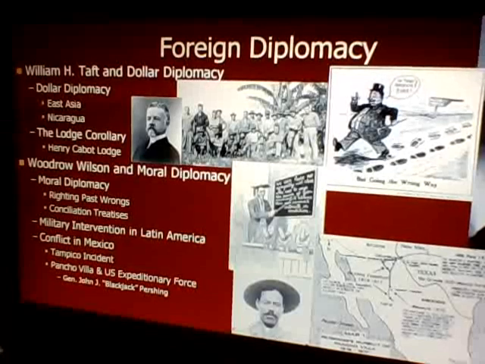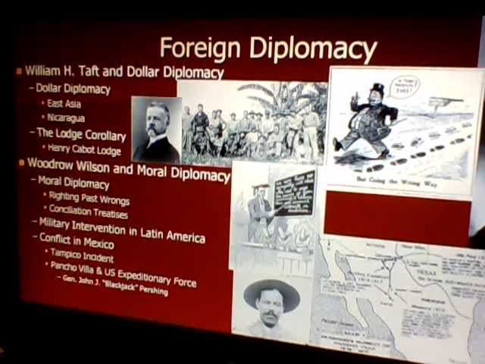Then you have Nicaragua. If you ever need an example of where dollar diplomacy was used, it was in Nicaragua. To protect U.S. investments, the U.S. sent money to help stabilize the government there. The Nicaraguan government was going bankrupt in 1911, so Taft authorized U.S. banks to give heavy loans to Nicaragua to basically keep the government in charge, because it was a government that was in favor to us.